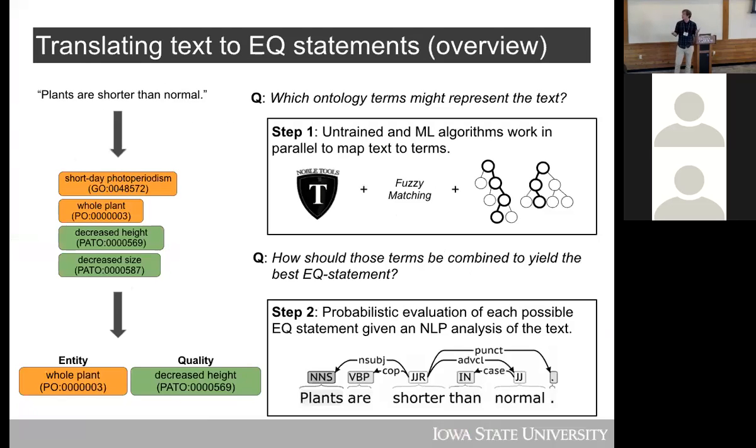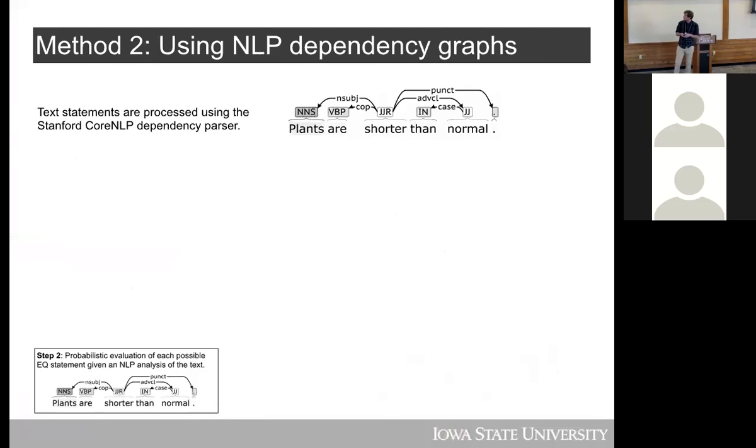So again, here's an overview of the pipeline, and now we'll look at that second step, which takes a set of unstructured ontology terms and tries to build a coherent EQ statement out of them. The way this works is we first use some natural language processing techniques to build what's called a dependency graph of the original sentence. And what that looks like is each node in the graph is a word, and then the edges that connect those nodes are grammatical or linguistic dependencies or relationships between them.